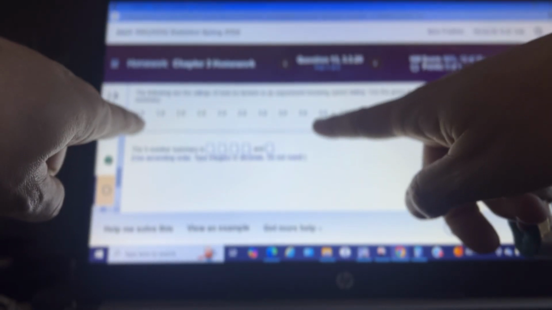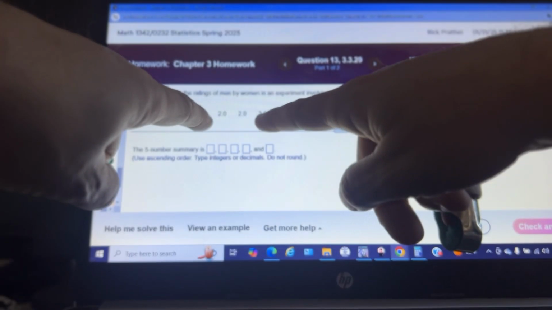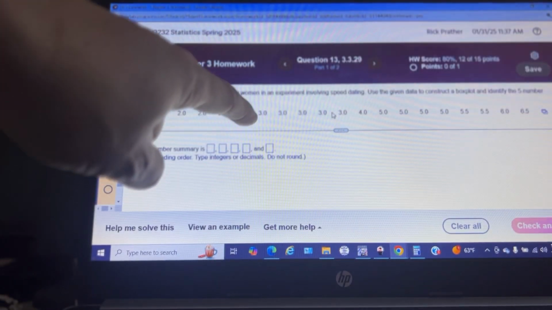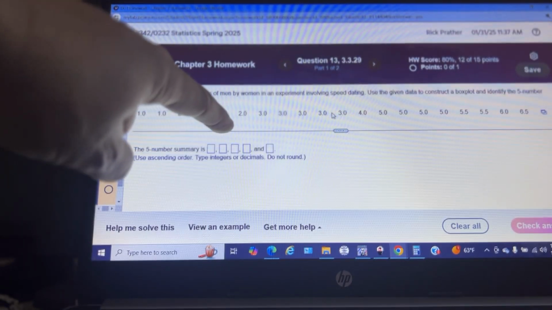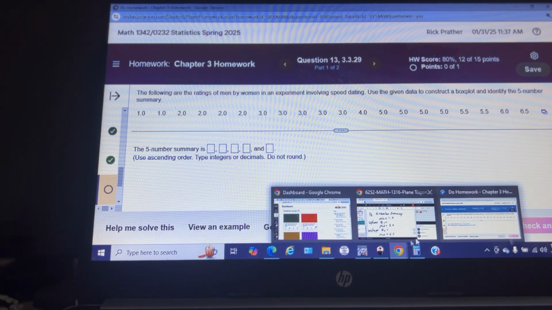So get rid of the 2 highest and lowest, and the next 2 highest and lowest, the next, and keep going until you get 1 or 2 in the middle. There's 2 in the middle right here, but they're both 2s. So the lower quartile is 2.